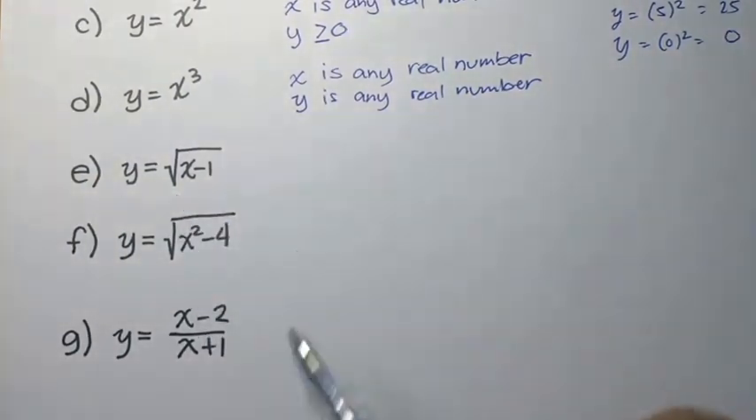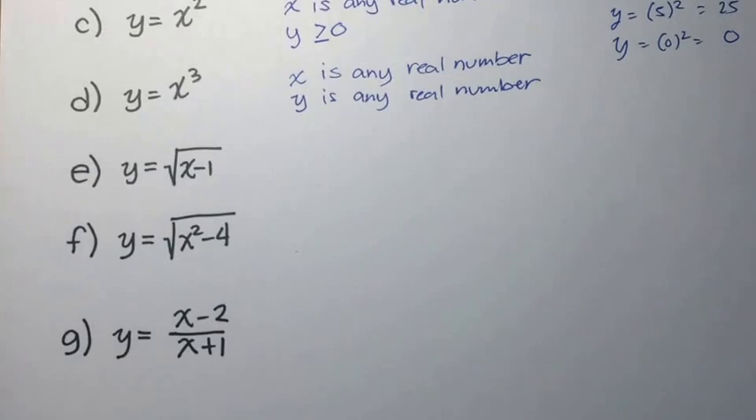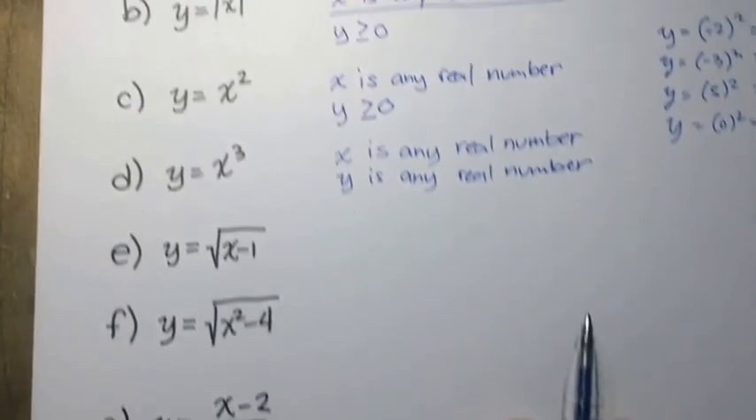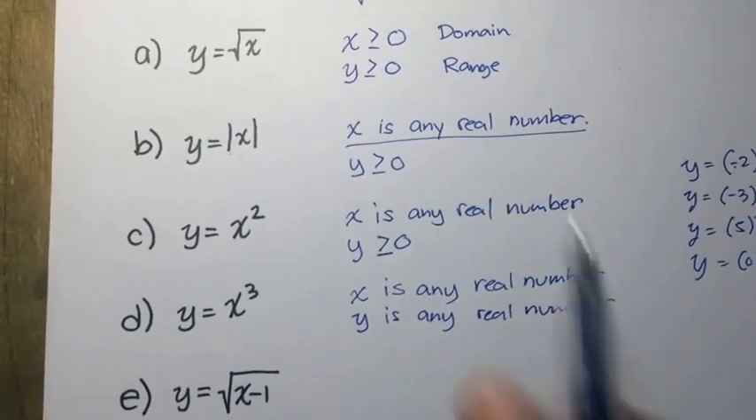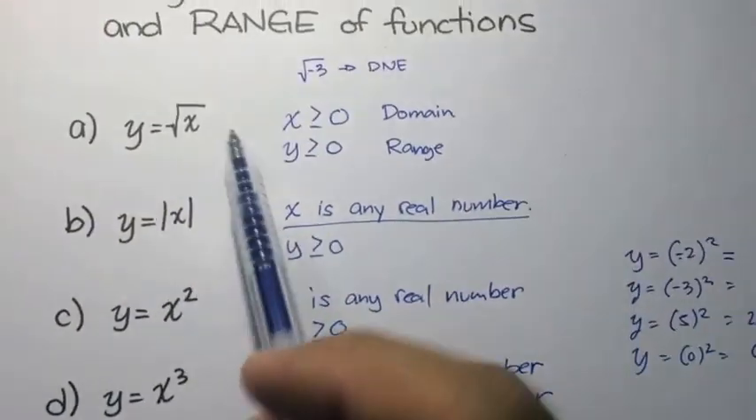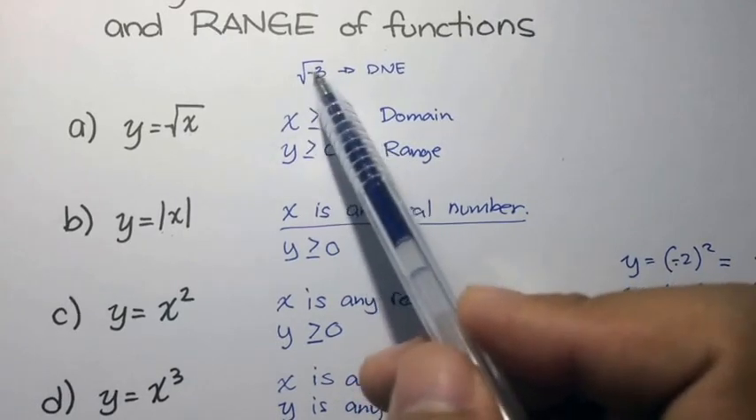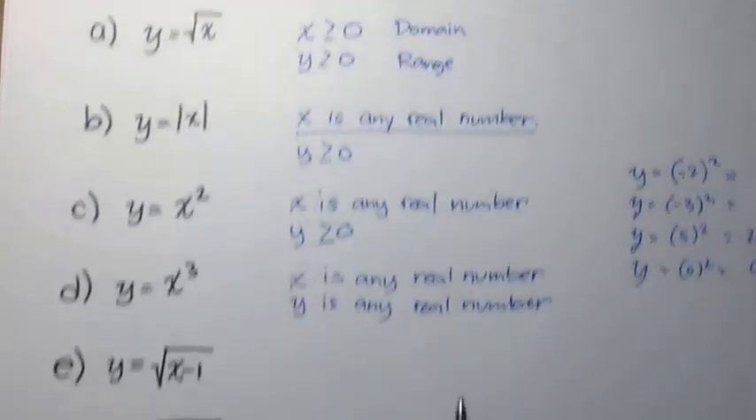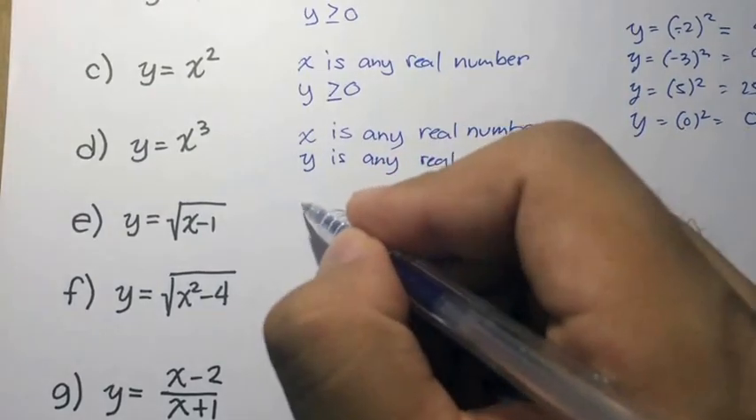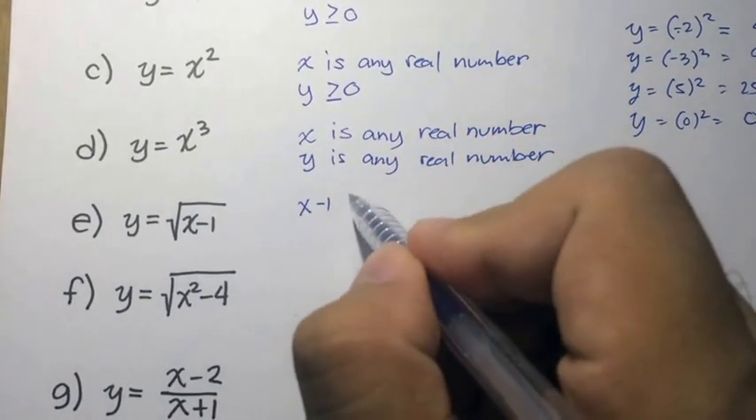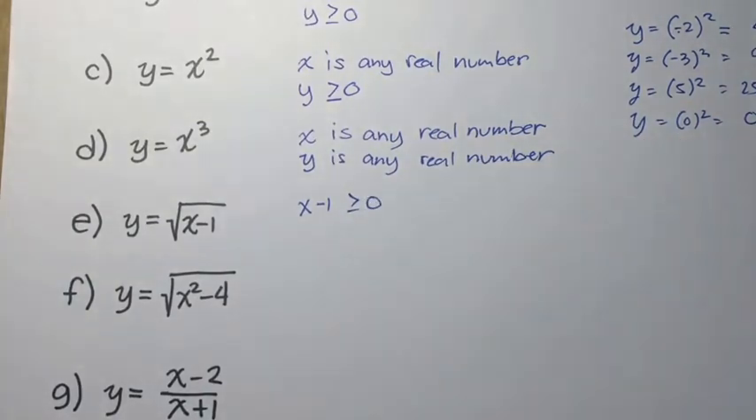Now for letter E, y is equal to the square root of x minus 1. If you go back to our first example, I said that for a square root, the inside of a square root cannot be a negative number. In other words, we have this condition that x minus 1 cannot be negative. So this must be greater than or equal to 0.